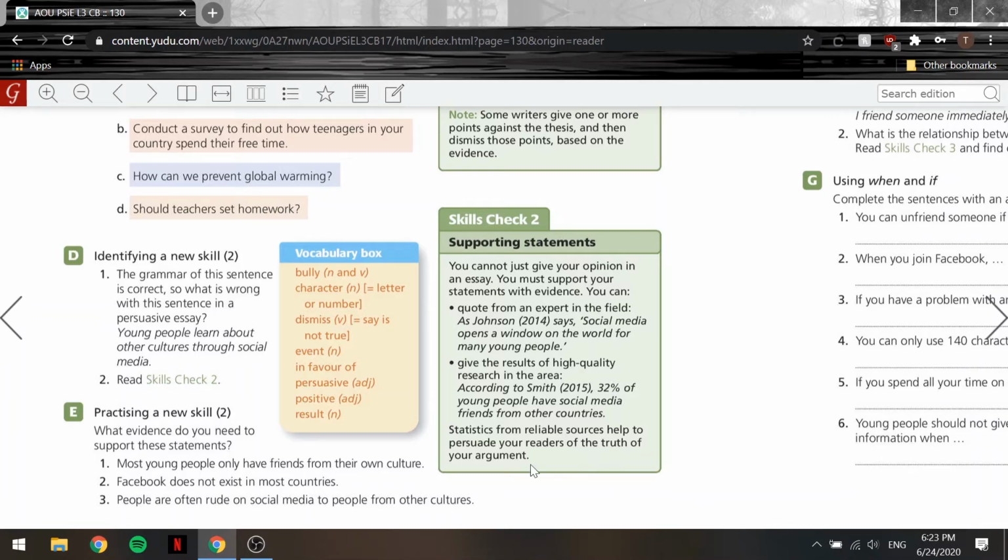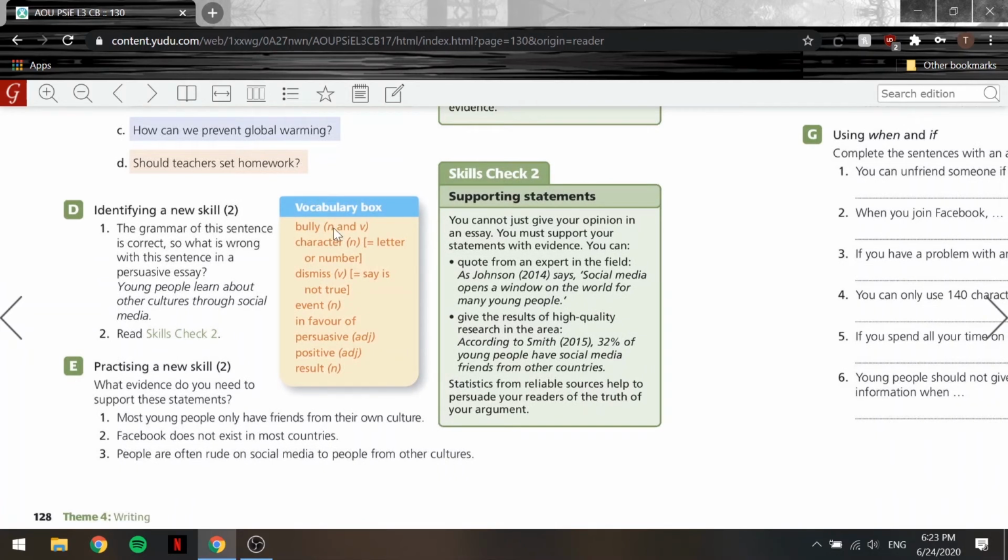Okay? Now let's take a look at the vocab box. Bully, character, letter or number, dismiss, event, in favor, persuasive, positive, and result. Okay? What else do we have?